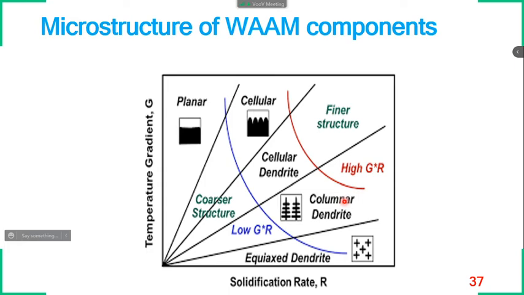In order to substantiate our grain formation, we generally go for G by R mapping. G means thermal gradient, and R is the solidification rate. Rate means we can say it is the grain growth velocity. Also, we can say it is the solidification rate.